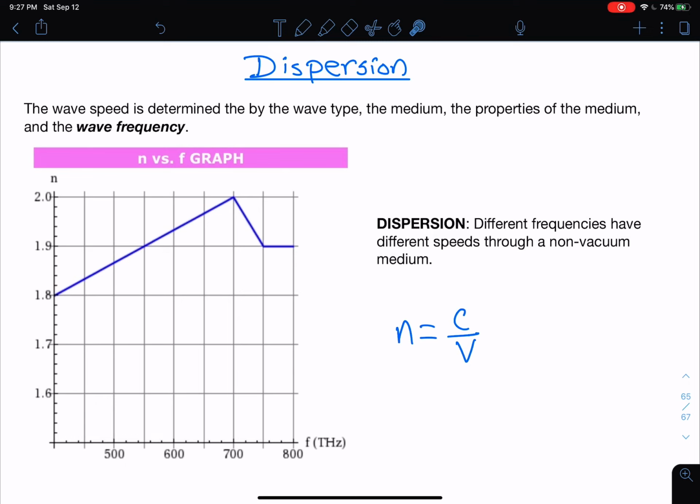It's just that different frequencies have different speeds through any medium other than a vacuum. In a vacuum, they all have the same speed. Anything else, the speed's going to differ.